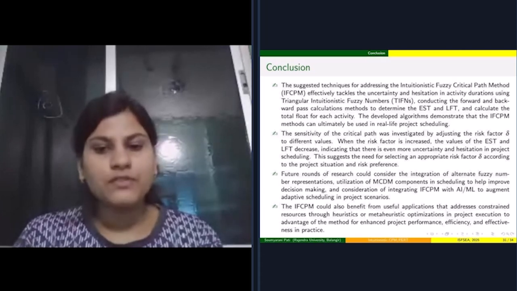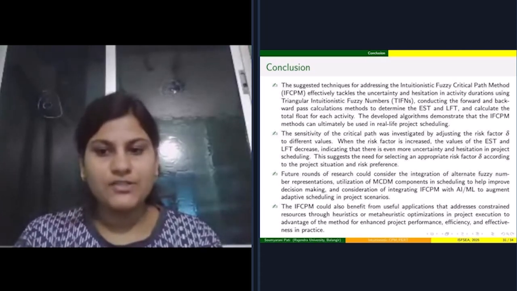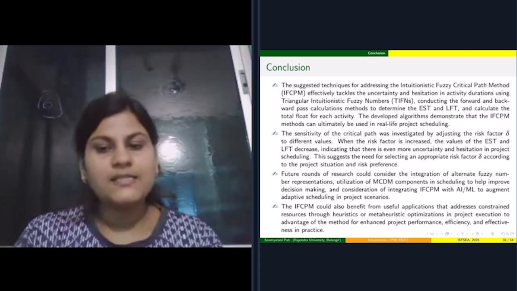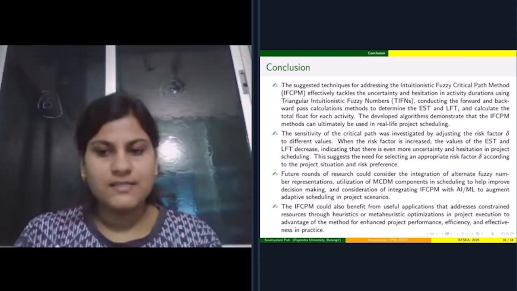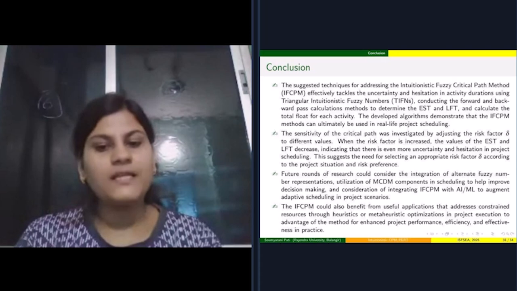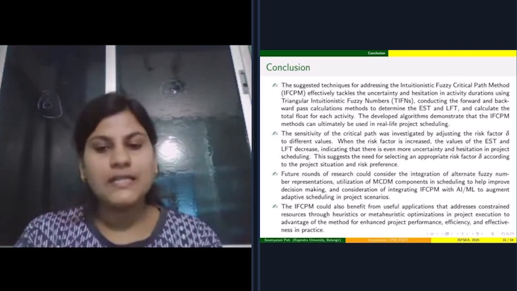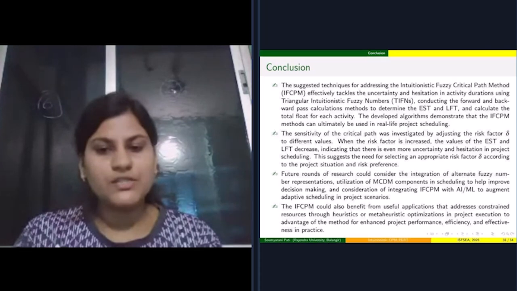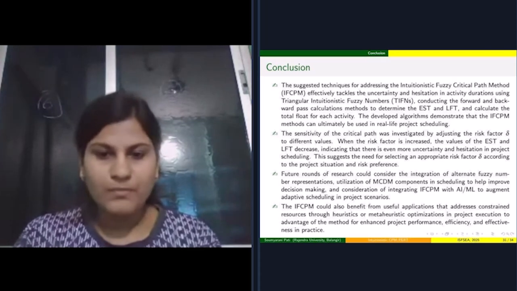The sensitivity of the critical path was investigated by adjusting the risk factor delta to different values. When the risk factor is increased, the values of the earliest start time and the latest finish time decreased, indicating that there is even more uncertainty and hesitation in project scheduling. This suggested the need for selecting an appropriate risk factor delta according to the project situation and risk preference.